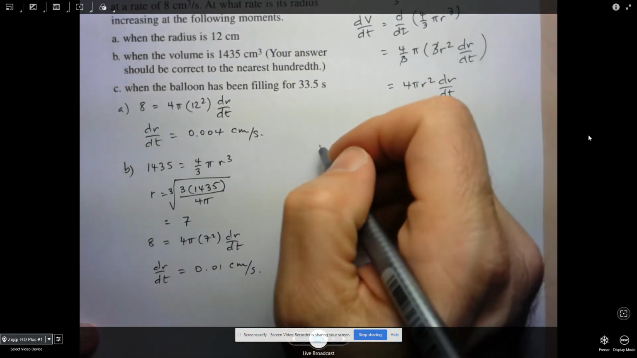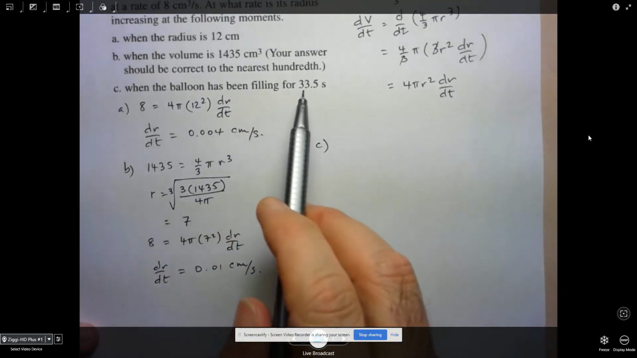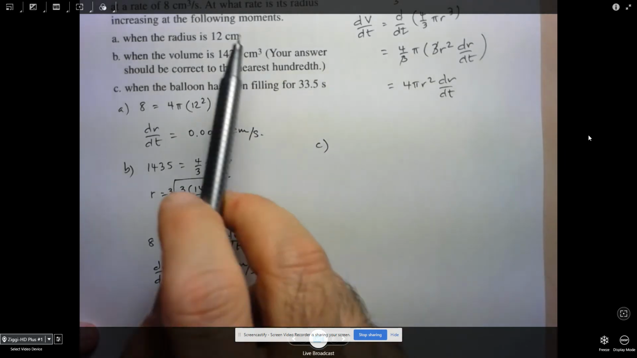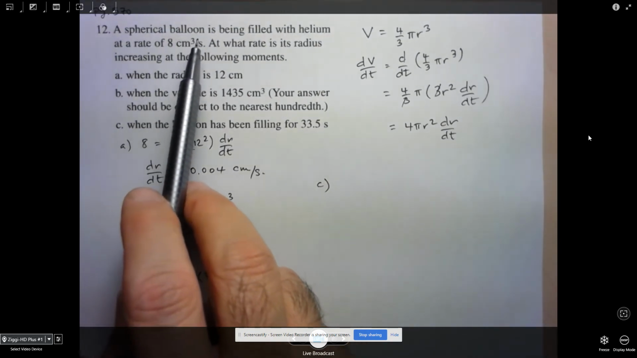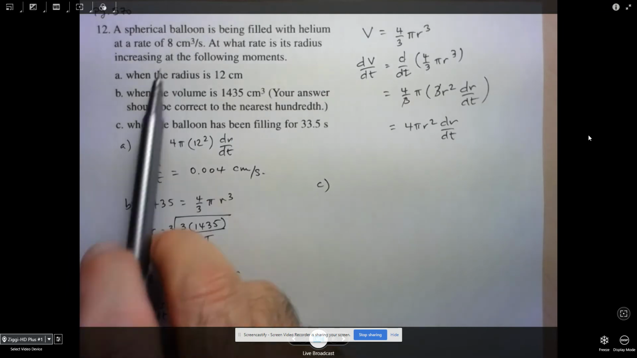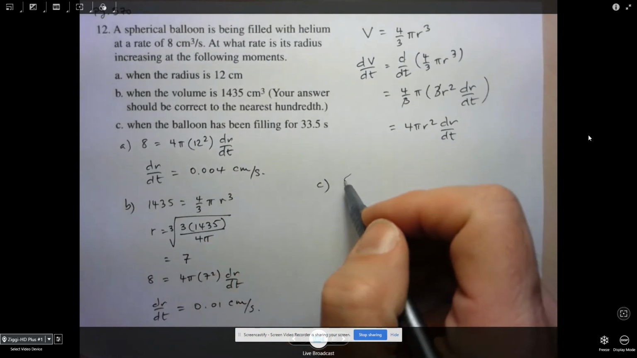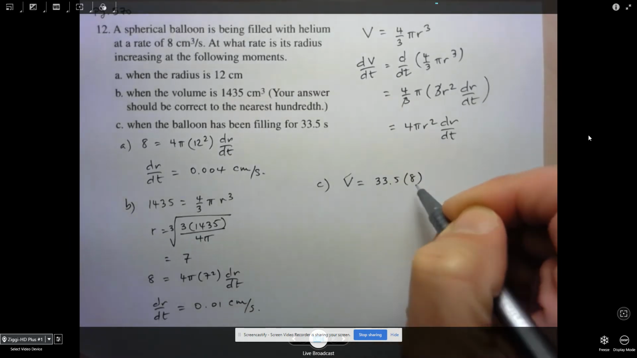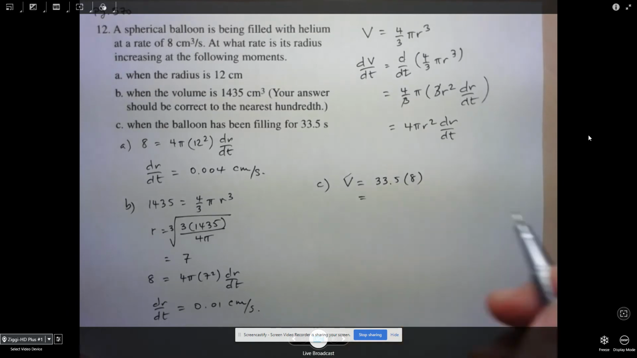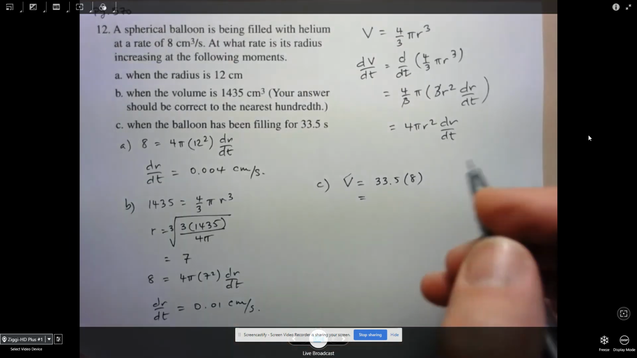Okay, and lastly in C, well here, this is interesting because they say when the balloon has been filling for 33.5 seconds. Okay, so here, I guess we're going to have to assume that this rate of change for the volume here, 8 centimeters cubed per second, is a constant rate of change. It's the only way we can really solve this. So we can figure out what the volume is after this amount of time. So the volume will just be equal to 33.5 seconds times 8 centimeters cubed per second. All right, so what does that give us? That gives us 33.5 times 8 is 268.